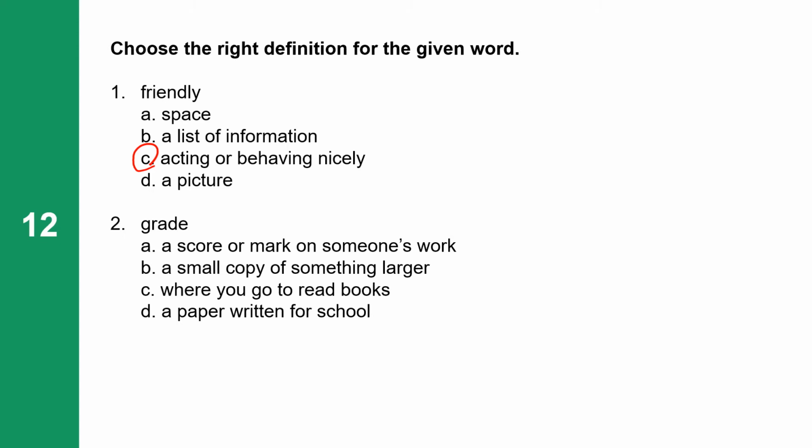Grade. A. A score or mark on someone's work. B. A small copy of something larger. C. Where you go to read books. D. A paper written for school. Yes, the answer is A. A score or mark on someone's work.